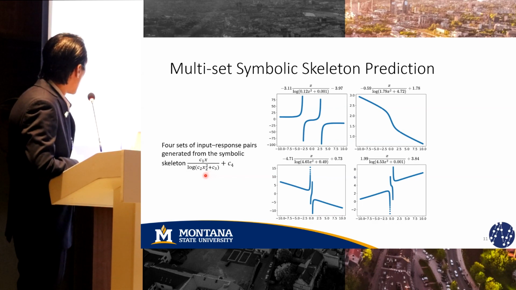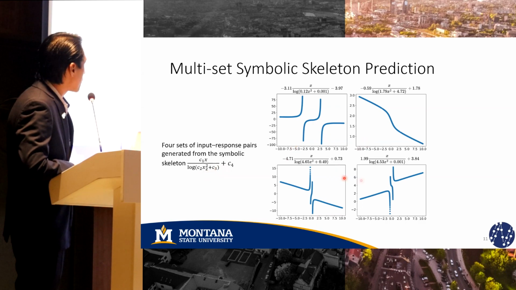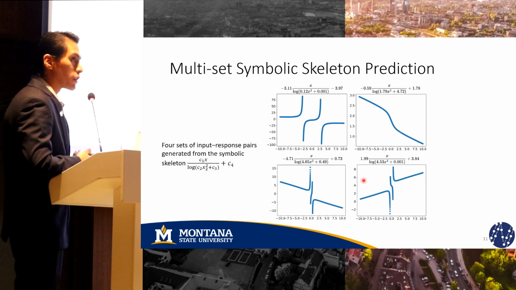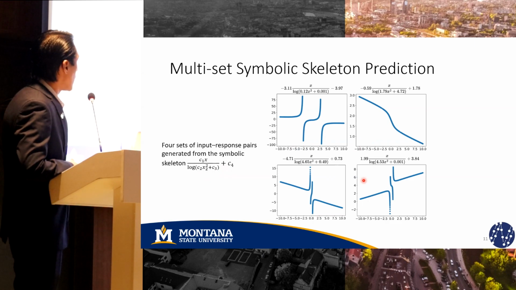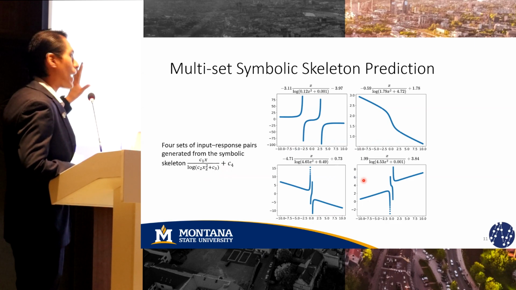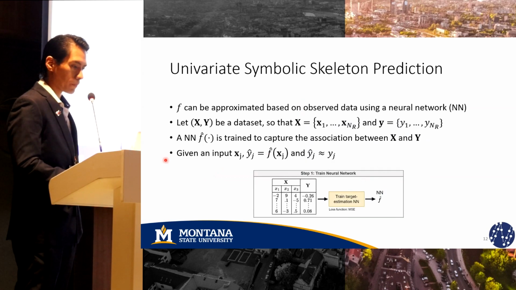So once we generated all the skeletons, we can start generating different sets of inputs and outputs by sampling different coefficient values, like we see in this example. All of these correspond to different behaviors, but actually correspond to the same functional form because we're using different coefficient values here. And this is the kind of data that is being used to train the multi-set transformer.